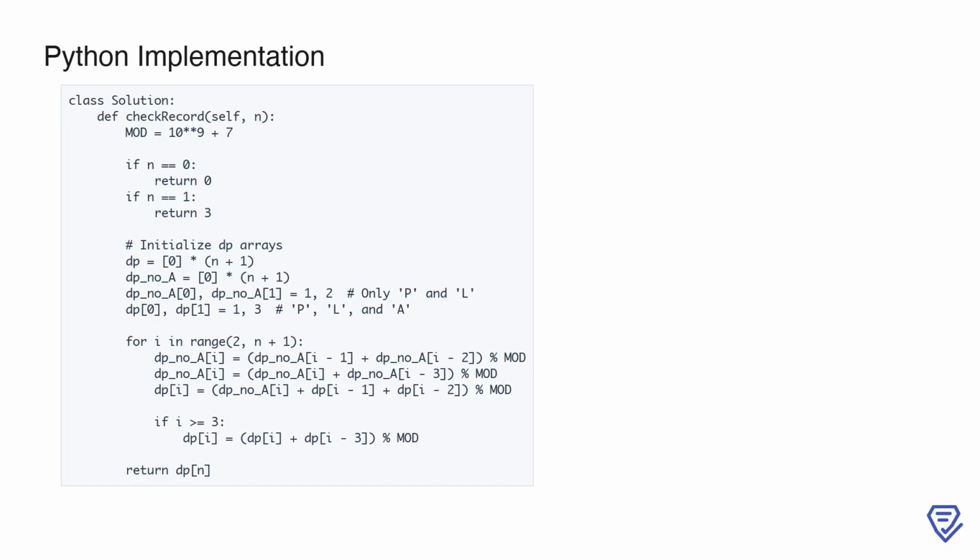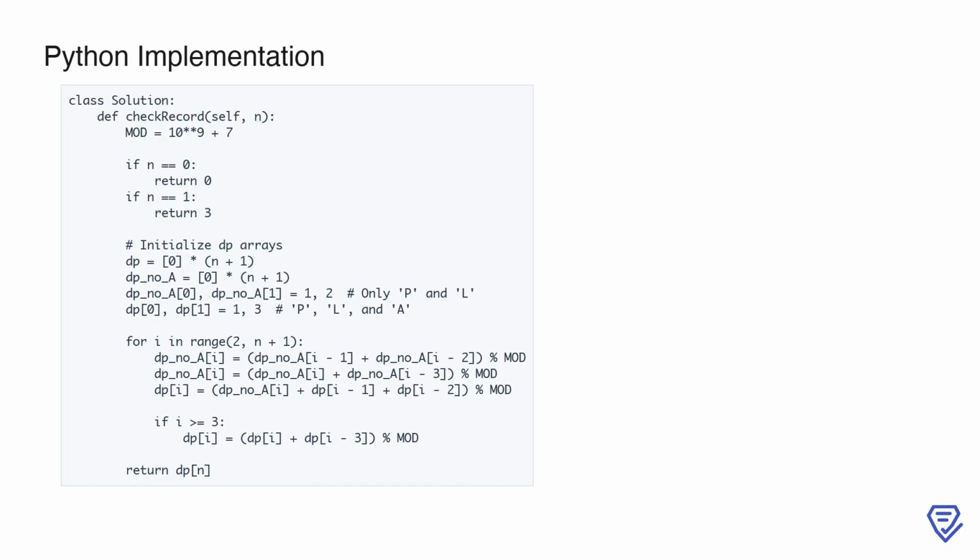The function begins by defining the modulus mod equals 10 to the power of 9 plus 7 to ensure results fit within integer limits. We handle small cases explicitly. If n is 0, the result is 0. If n is 1, there are 3 valid records: P, L, and A.